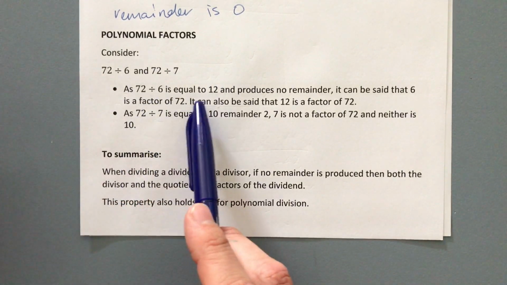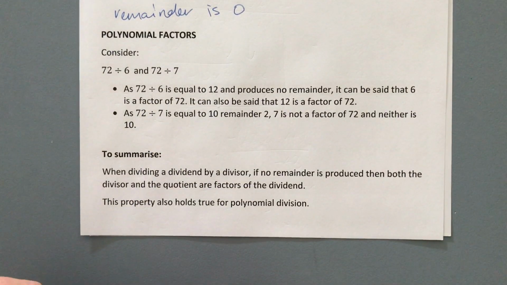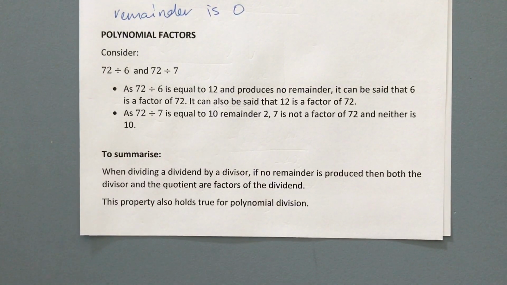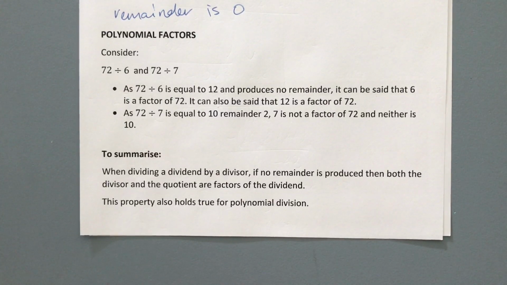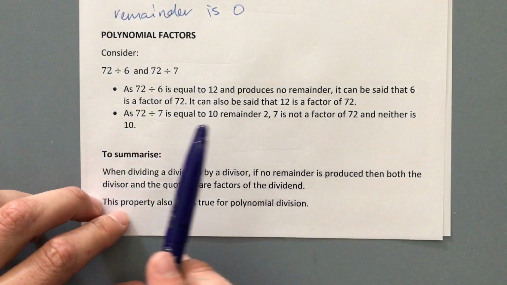As 72 divided by 6 is equal to 12 and produces no remainder, it can be said that 6 is a factor of 72. So if you're thinking about factors of 72, it's all the things that you can multiply together to get there. 6 times 12, 18 times 4, 36 times 2. You can continue to list all of those off. But it's things that you can multiply together and it produces no remainder. Okay, when you multiply them and you get that number.